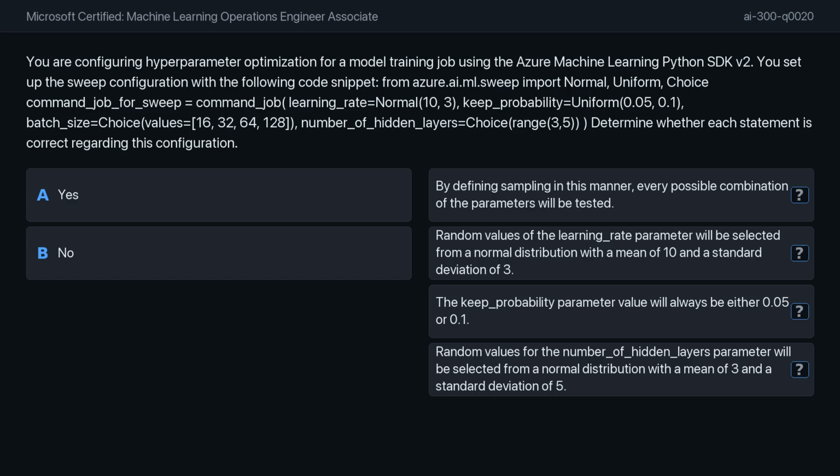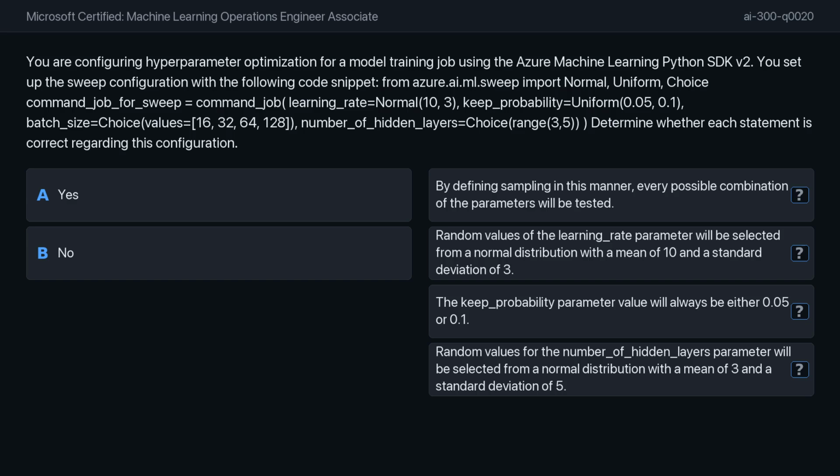Command job for sweep equals command job, learning rate equals normal, 10, 3. Keep probability equals uniform, 0.05, 0.1. Batch size equals choice, values 16, 32, 64, 128. Number of hidden layers equals choice, range 3, 5.